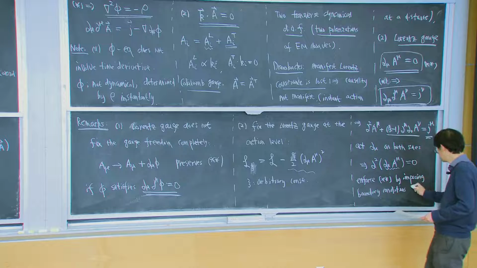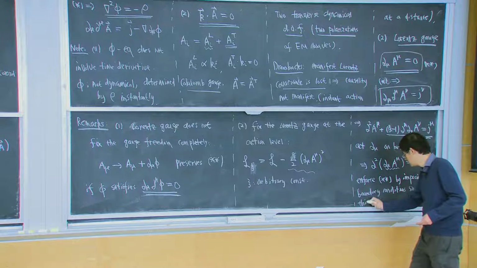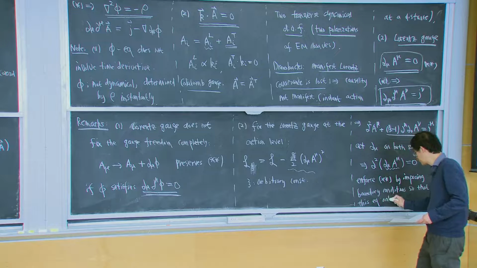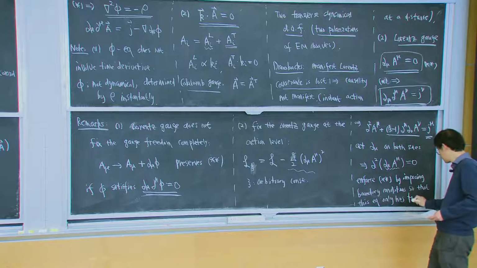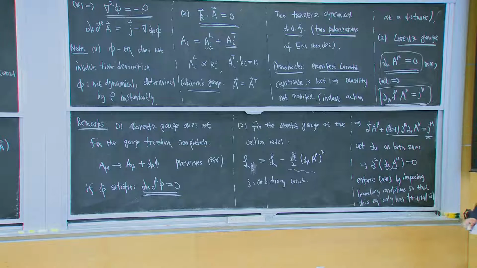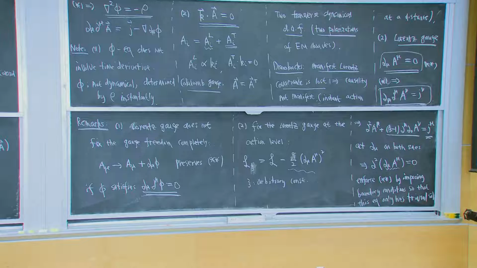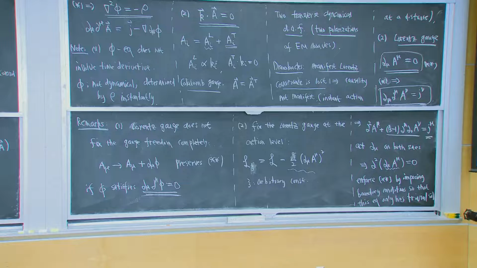So that this equation only has trivial solutions, which means that this partial mu and mu equal to 0. Sorry, I'm running out of space here. So you have this equation, and now you can enforce the Lorenz gauge by putting in boundary conditions, so that this equation only has the zero solution. Then equivalently, you have imposed the Lorenz gauge.